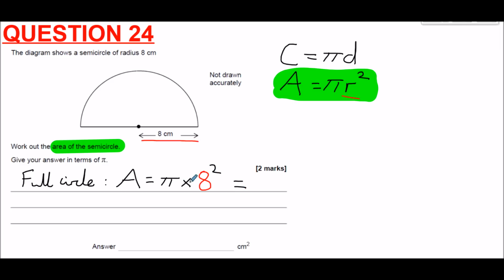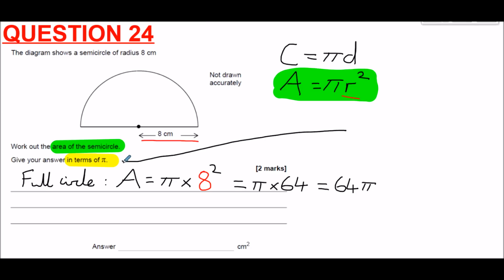Now according to BIDMAS, do we multiply or do the power first? We need to work out the power first. So pi times 8 squared is 64. So we've got pi times 64. Now in algebra you don't need a multiplication sign. We can just put 64 pi. I'm leaving pi in there. I know pi is actually equal to 3.142-ish, but because the question says give your answer in terms of pi, what that means is we leave the pi symbol in our calculations.